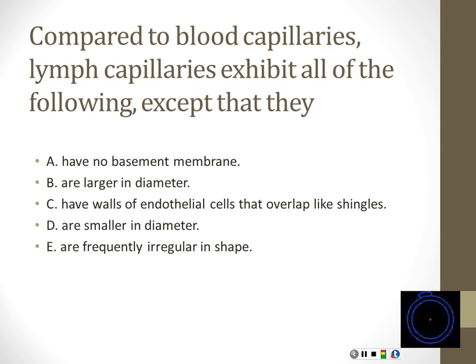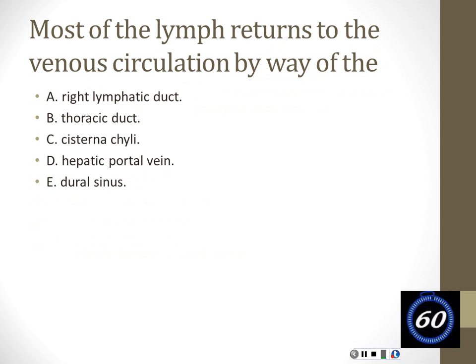But lymphatic capillaries also have endothelial cells that overlap like shingles. I drew that on the board last time. They're smaller, and they're very irregular in shape. Because they have such thin walls, their shape is just determined by the cells around them. All right, so most of the lymph returns to the circulation by way of which of those structures?